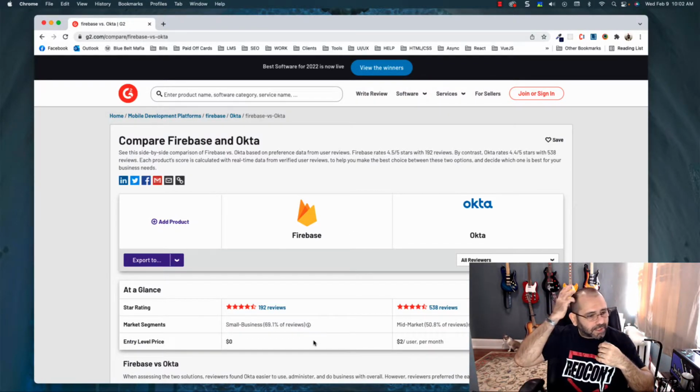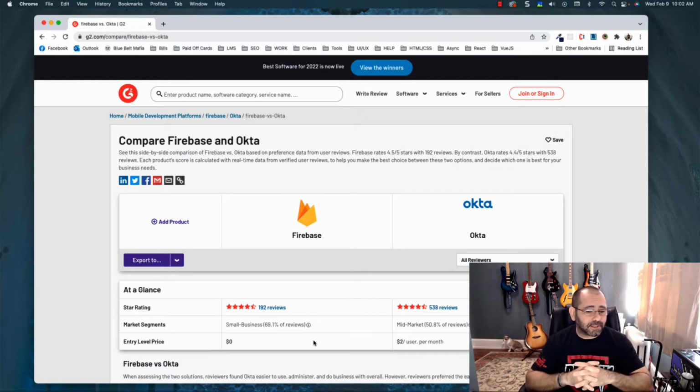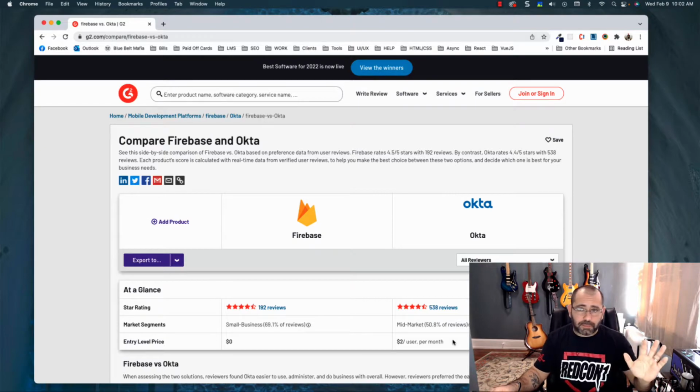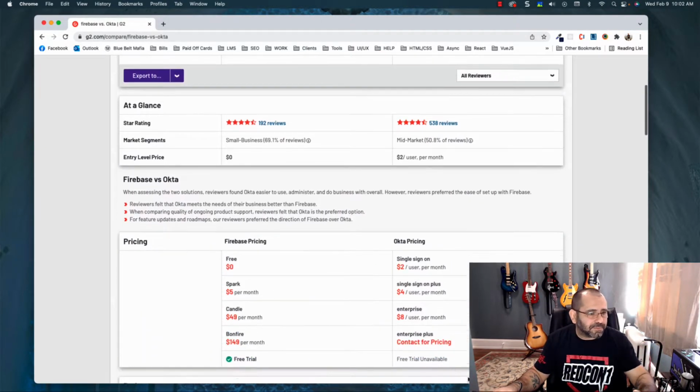As for the market segments, I'm imagining most of the reviews came from small businesses, and most of the reviews here favored mid-market or mid-sized businesses. The entry-level price for Firebase, the bottom cost, is $0, whereas for Okta it is $2 per user per month. I don't know if that's correct, because I'm using Okta and I haven't paid a penny.